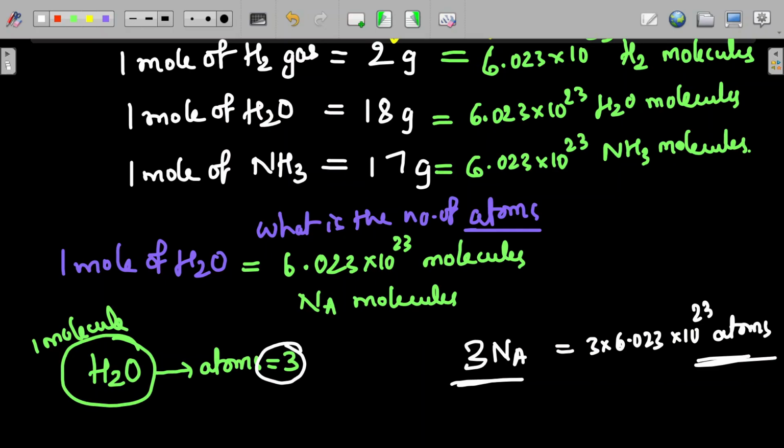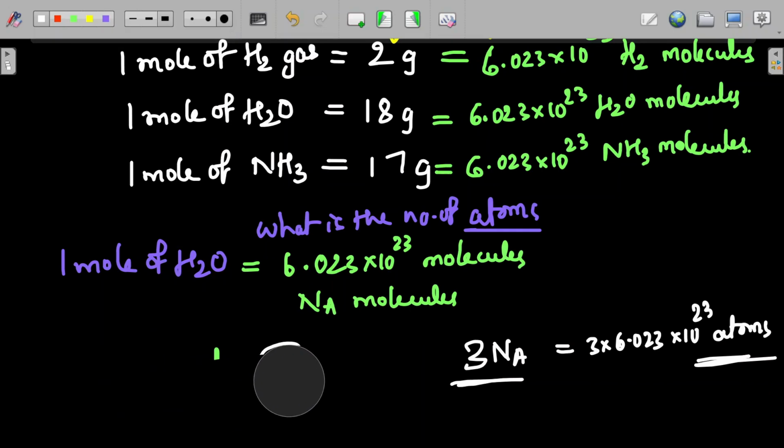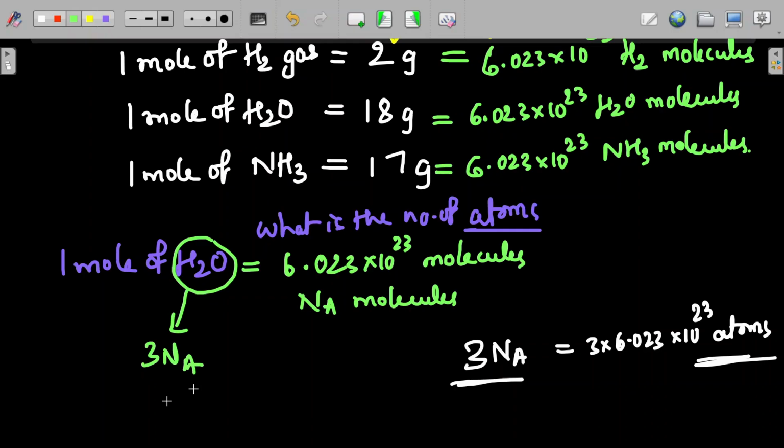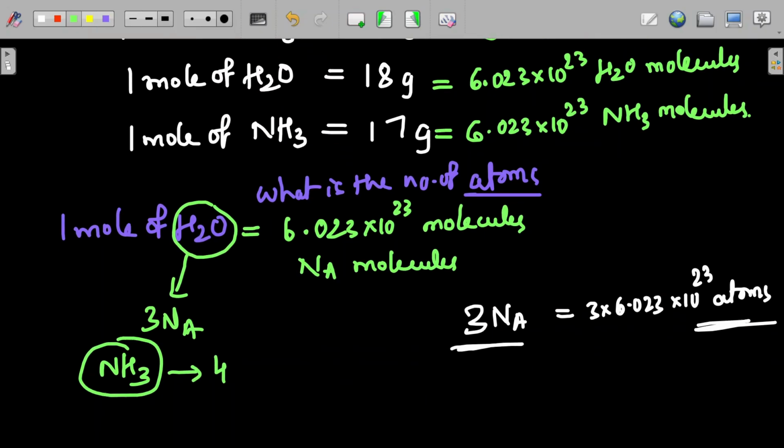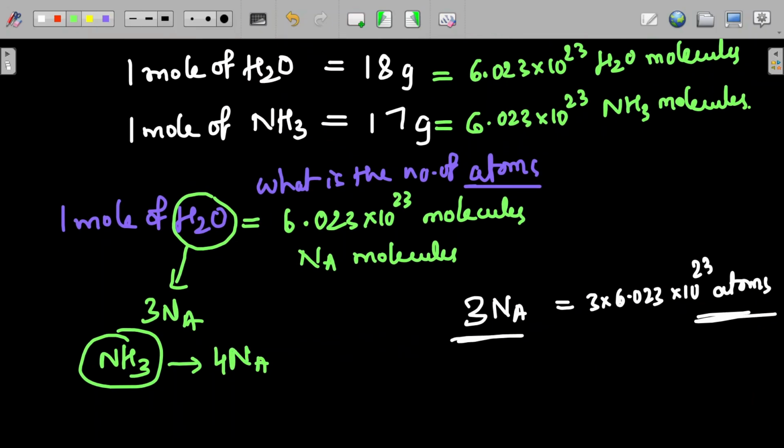Therefore, it is very important to read what is asked in the question. Don't straight away write 6.023 into 10 to the power of 23 atoms. If it is a molecule, then you have to see how many atoms are in one molecule. Otherwise, the simple way is: whatever H2 is there, total 3 is there now. So the number of atoms will be 3 Na. If NH3 is there, the total number of atoms will be 4. So in 1 mole of NH3 you take 4 Na.